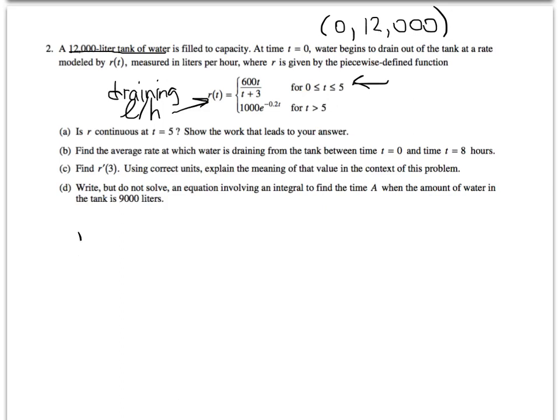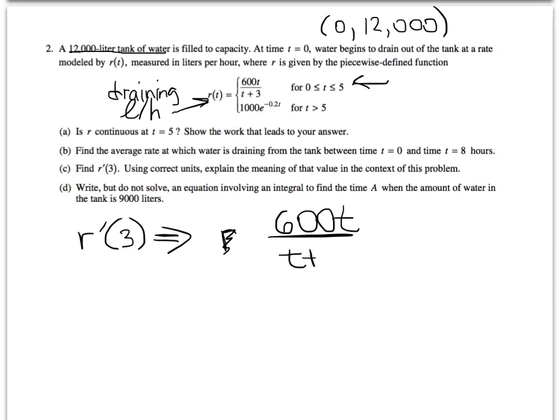So r prime at 3, then, we are going to look at when time is equal to 3. So we would be looking at the function 600t over t plus 3. Okay, so in your calculator, you're going to find the derivative of this function at t equals 3. And when you do that, you should get the number 50.